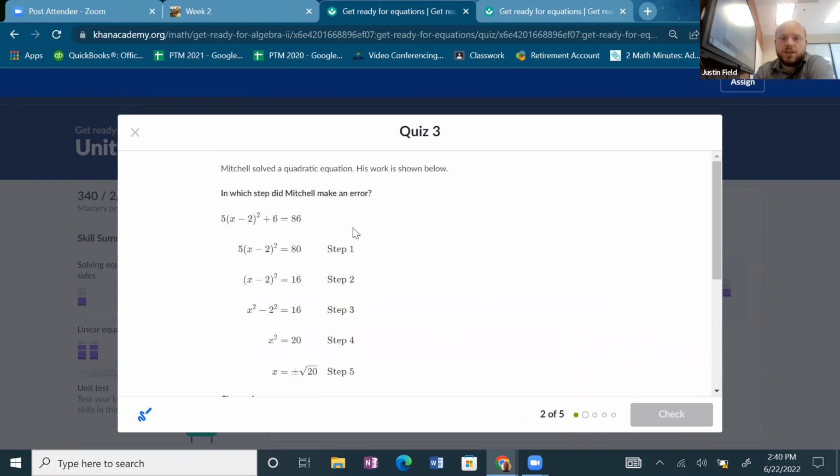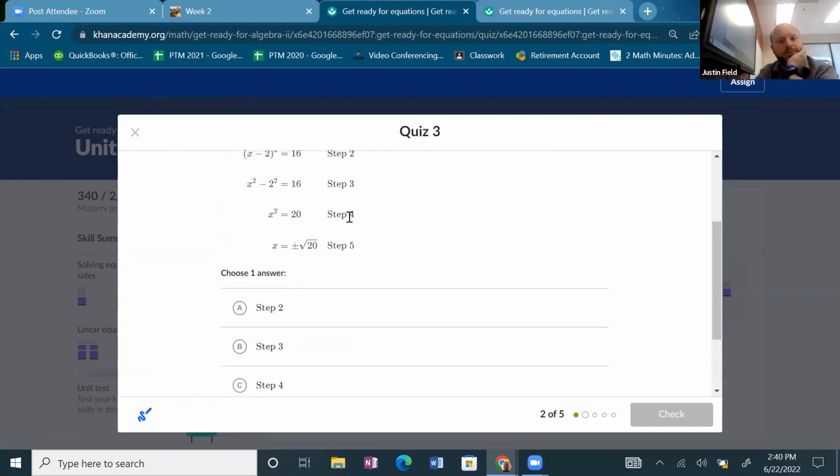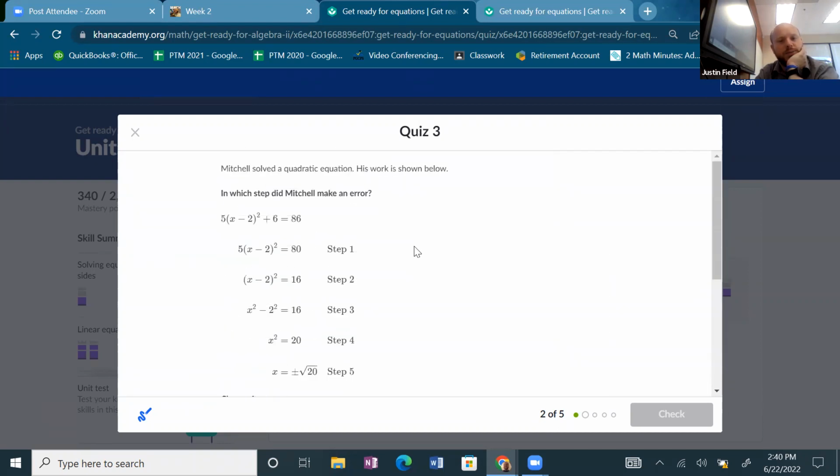All right, Mitchell solved the quadratic equation. His work is shown below. In which step did Mitchell make an error? All right, so let's look. So the 6 is gone. That was good. And then the 5 is gone. That's good. It was step 3.